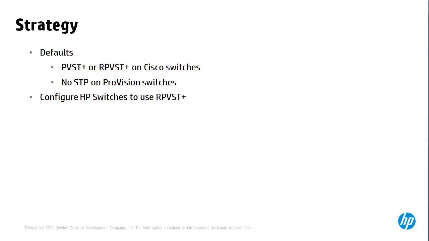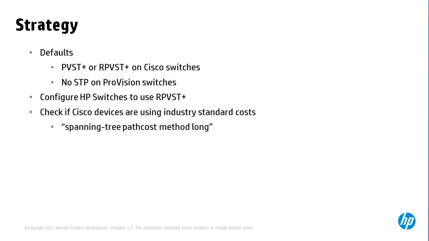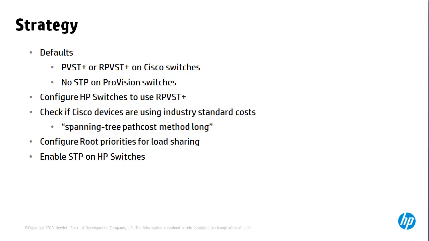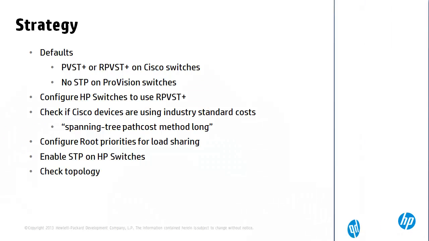So firstly, configure your HP switches to use rapid PVST+. Check if the Cisco switches are using the industry standard costs. If possible, change the costs on your Cisco switches to use the long method, configure root priorities for load sharing, then enable spanning tree on your HP switches and check your topology.